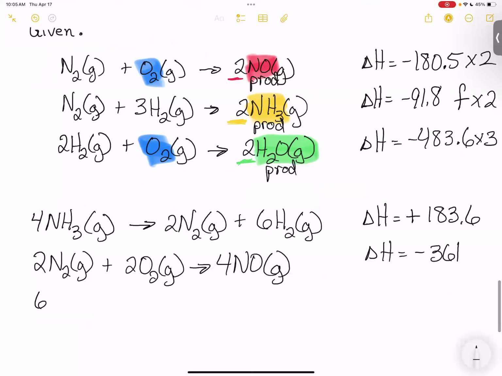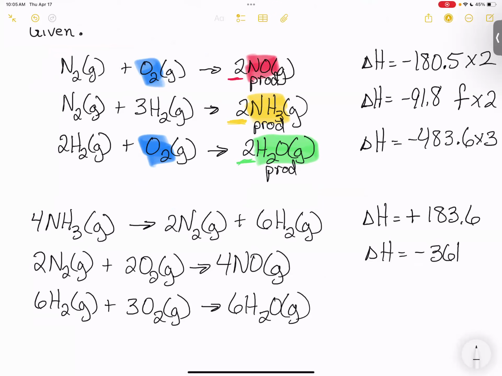So that becomes 6H2 gas plus 3O2 gas goes to form 6H2O gas. Since I multiplied the equation by 3, I multiply the delta H by 3.